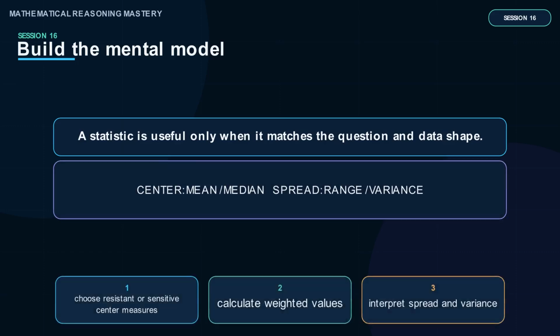The first goal is to choose resistant or sensitive center measures. Connect it to the second goal: calculate weighted values. Correct calculation begins with correct interpretation. When the surface details change, search for the same relationship underneath. Transfer means choosing the structure from evidence rather than waiting for a familiar-looking example.